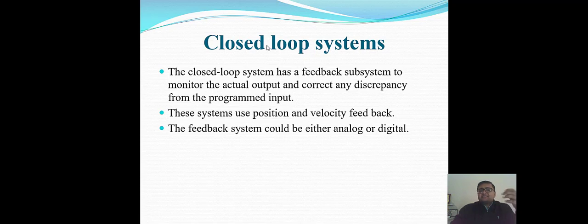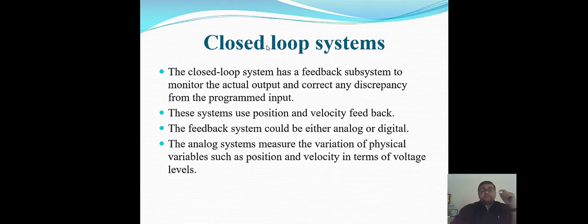The feedback system could be either analog or digital. Analog means the old vehicles which came with the analog speedometer, and the current vehicles come with the digital speedometer. The wall clocks are generally analog in nature, and the smart watches which we are using are called digital watches.